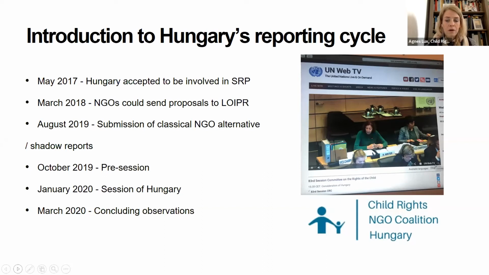Two months before, in August 2019, the so-called pre-session was the deadline to send the NGO shadow or alternative report to the committee. This report also should follow the structure of the list of issues prior to reporting, focusing on new issues, developments, reactions and comments to the state's written answers to the list of issues, and proposals for recommendations.